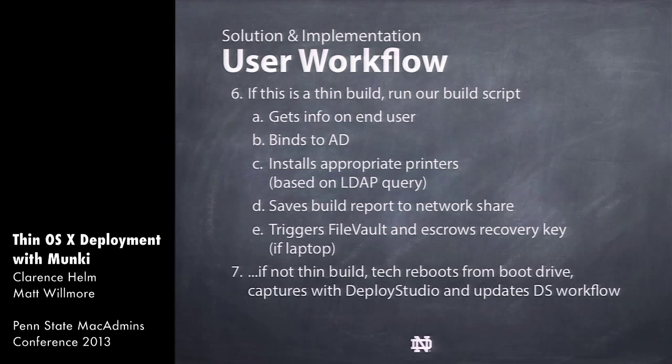It populates the printers. And like I was saying earlier, this is where that road diverges. So if it is a thin build, like Clarence said, we'll run the build script, it'll bind, it'll do the printers, we'll save the build report, and then if it's a laptop, we start FileVault. If it's going to be a monolithic build, I want to build it. I don't want to customize it at this point. So we just reboot from a boot drive and then capture it. But up until this point, it can be either. So my process for building a monolithic image and building a one-off for a machine I don't have an image for is exactly the same.